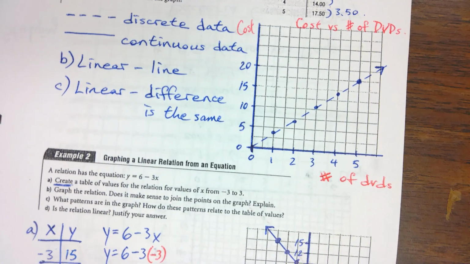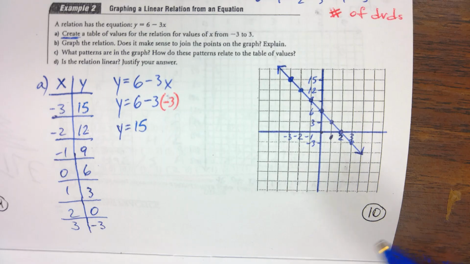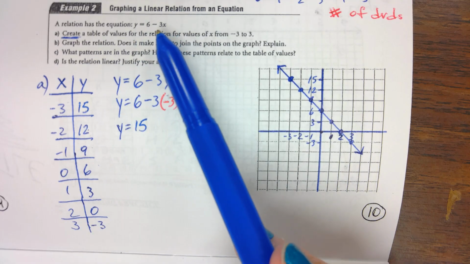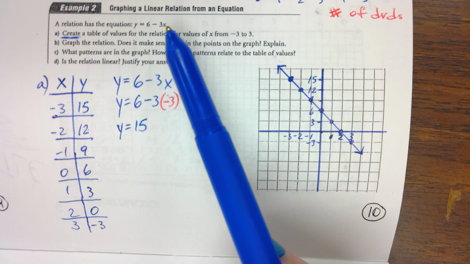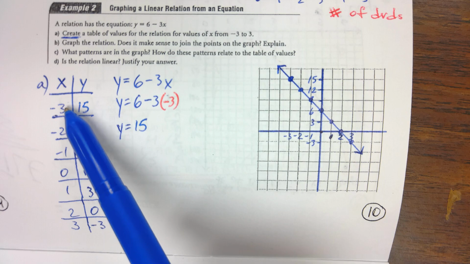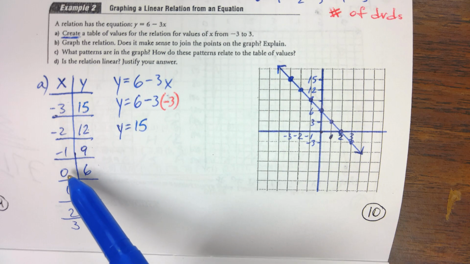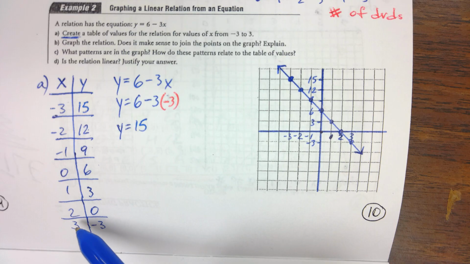Melody? Okay, and Sarah? Because it's continuous, so the pattern will go on. Okay, so right here, I subbed in x as -3, I subbed in x as 0, I subbed in x as 3.